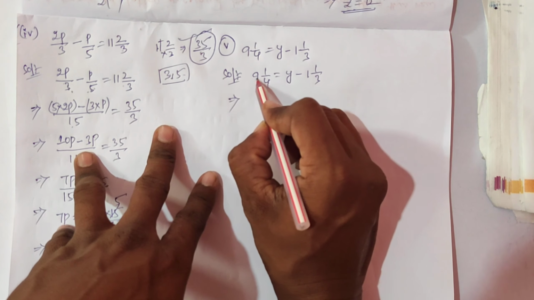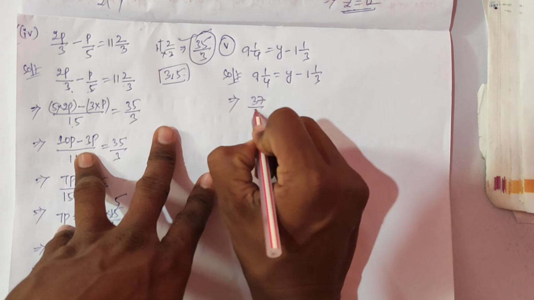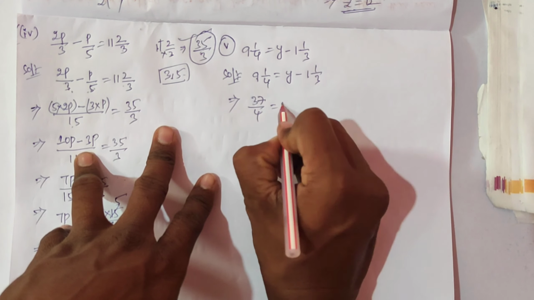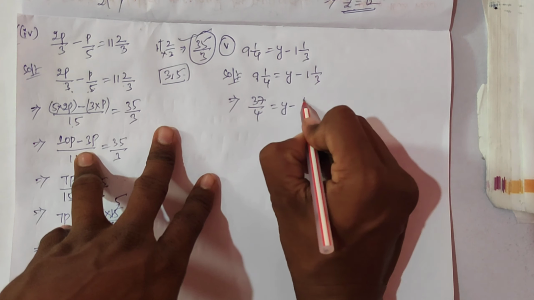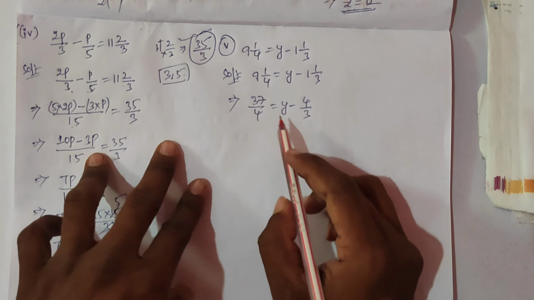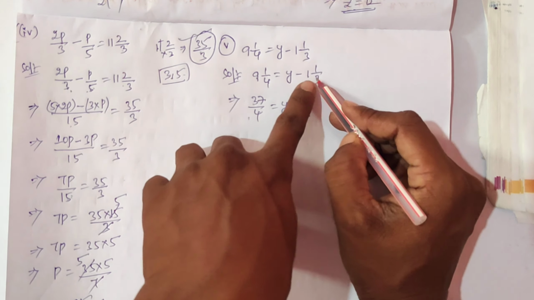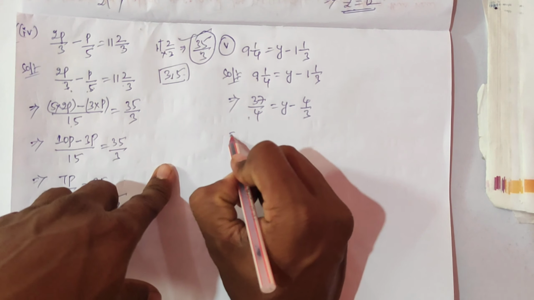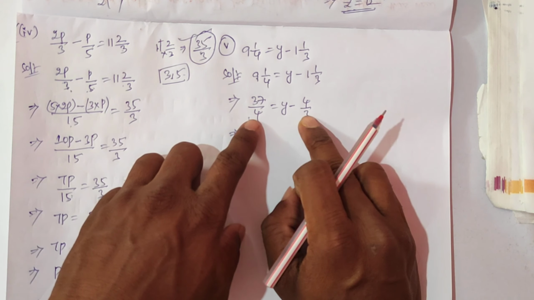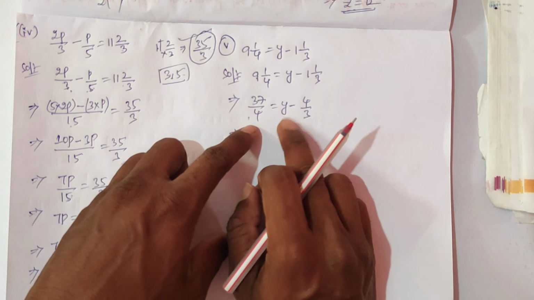So 4 9s are 36, 36 plus 1 is 37, so 37 by 4 is equal to y minus, 3 1s are 3, 3 plus 1 is 4, so 4 by 3. Clear? Converting mixed fraction to improper fraction. Then see, these two are constants, and these two fractions are separated to get the value of y here.